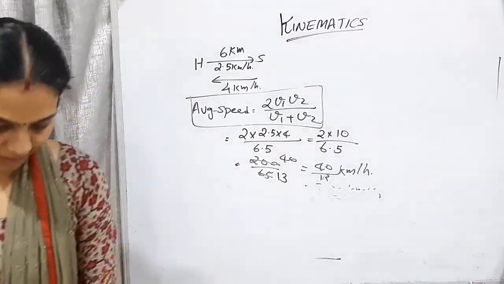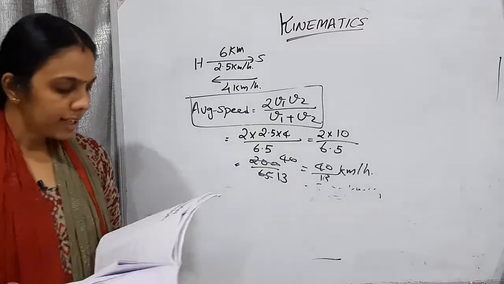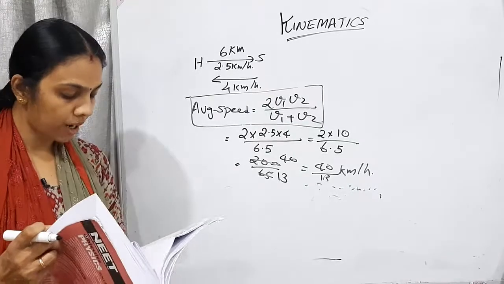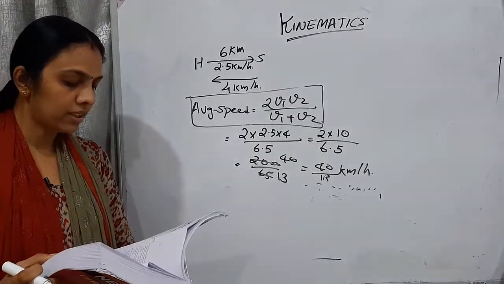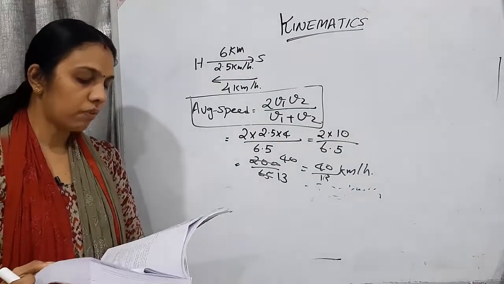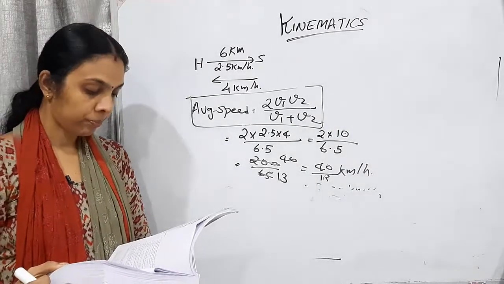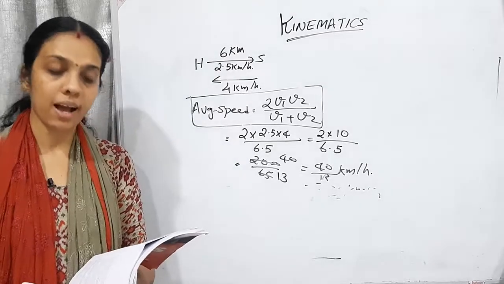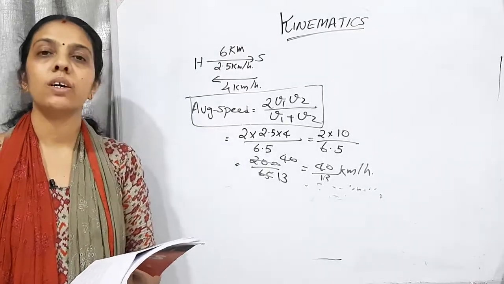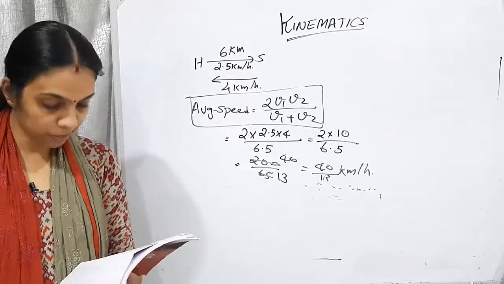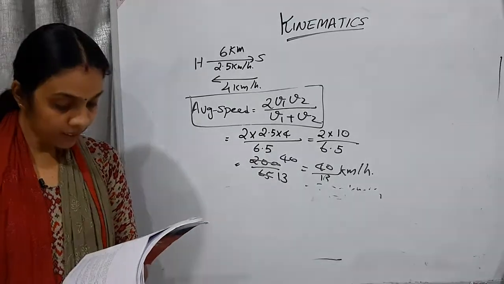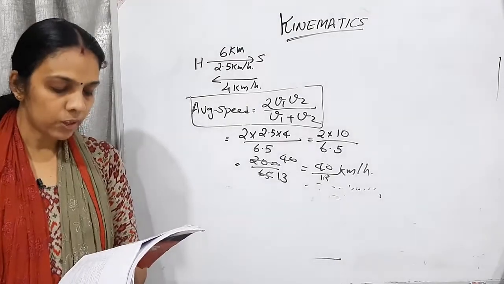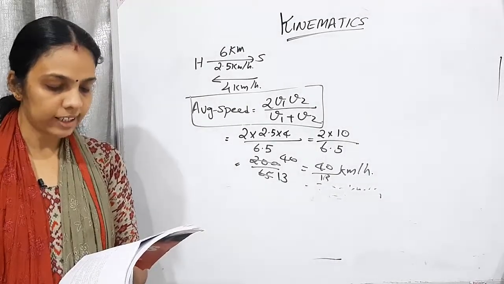Clear? So next one. A man walks on a straight road from his home to a market 2.5 km away with a speed of 5 km per hour. Finding the market closed, he instantly turns and walks back home with a speed of 7.5 km per hour. The average speed of the man over the interval of time 0 to 50 minutes is equal to.